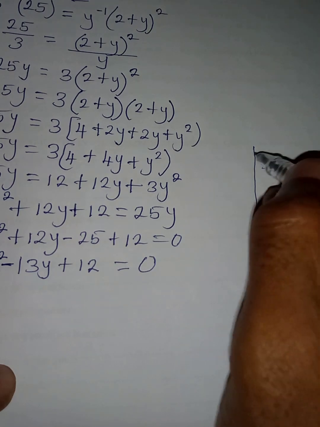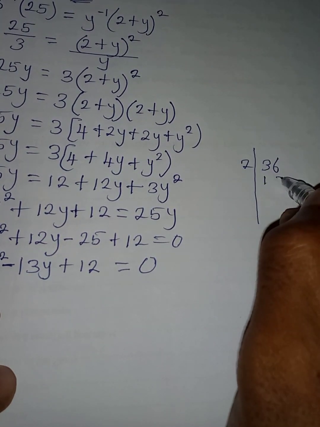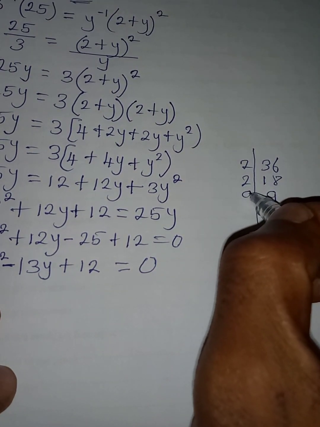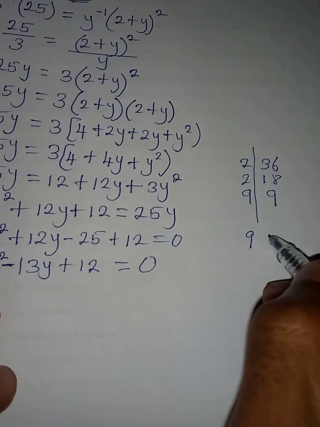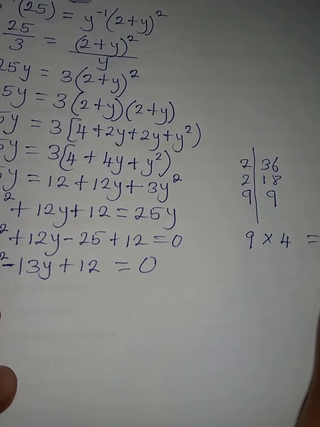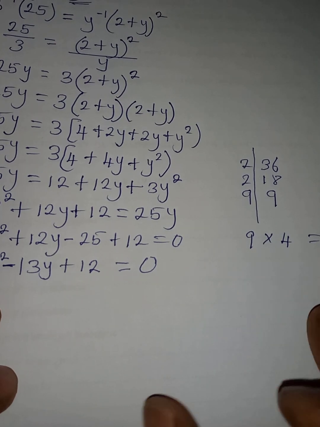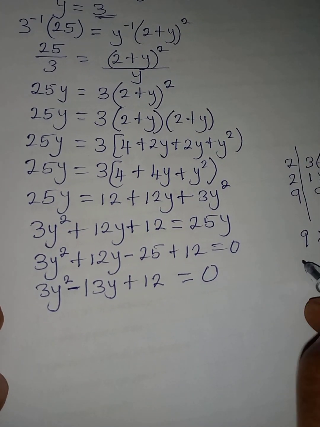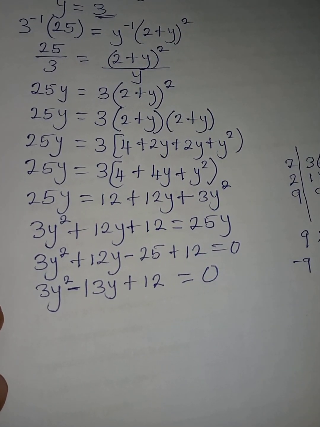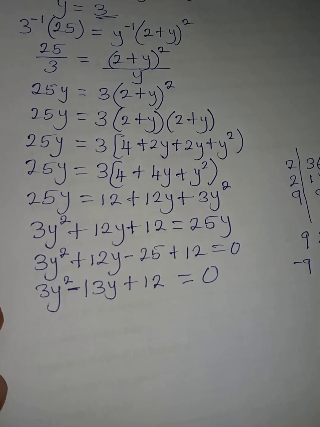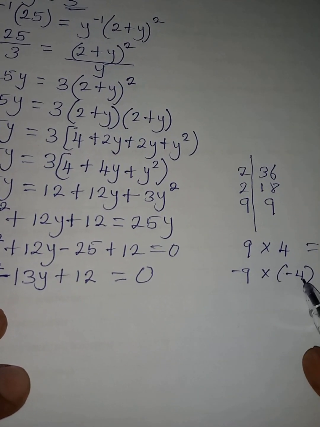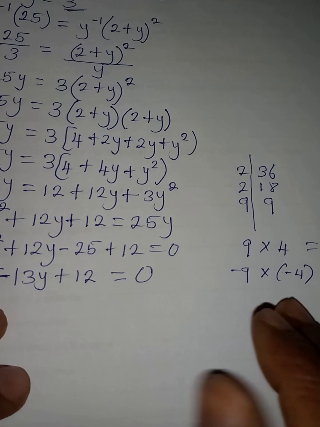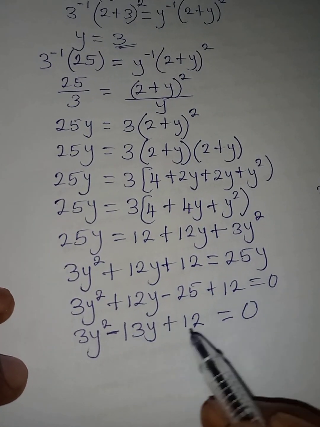Now let's break it down. 2 can go into 36 18 times. 2 can go into 18 9 times. And then, in fact, I can have 9 here. So this means that 9 times 4 will give us 36, right? And then from this 9 and 4, we are going to have this minus 13. So what we will do now is to have minus 9 multiplied by minus 4, because minus 9 multiplied by minus 4 will give us 36. And then minus 9 minus 4 will now give us this minus 13.